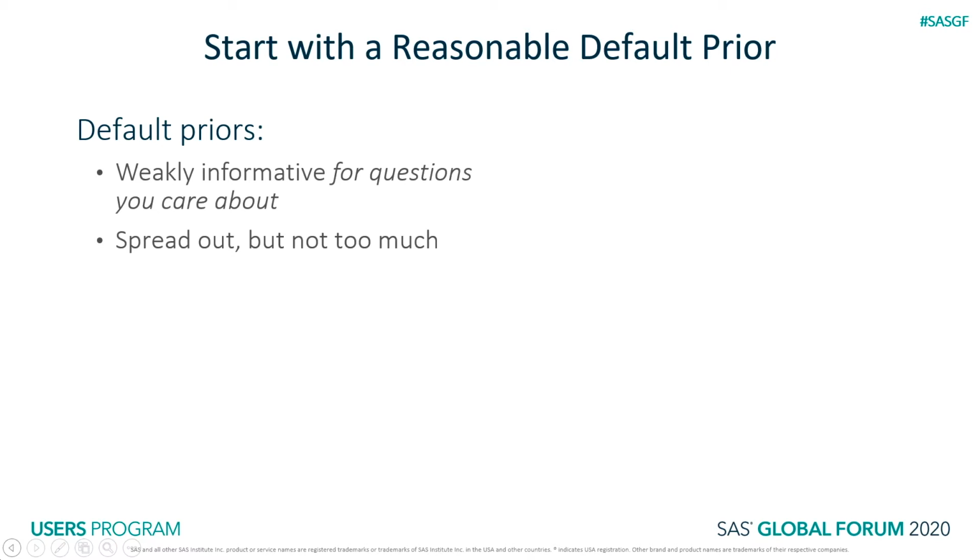And that last part is key. You can't have something that's weakly informative or uninformative for literally everything. That's impossible. You can be weakly informative for the question you're asking. What's the likely value of this parameter? What's the forecast that I'm interested in? That sort of thing. So spread out, but not too much.